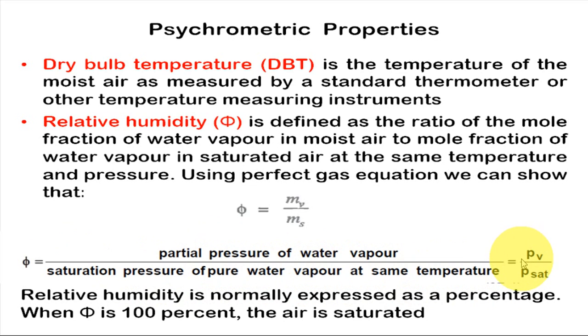So we define phi as the partial pressure of water vapor PV upon the saturation pressure of pure water vapor at the same temperature, that is, phi is equal to PV upon P saturation. Relative humidity is normally expressed as a percentage. If relative humidity is 100%, it indicates that the air is saturated.